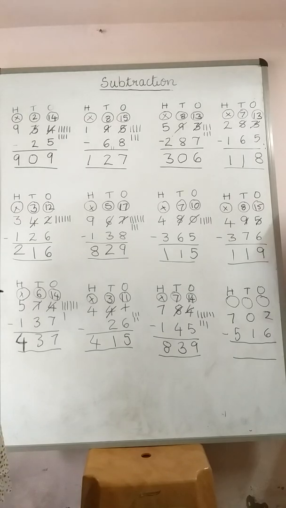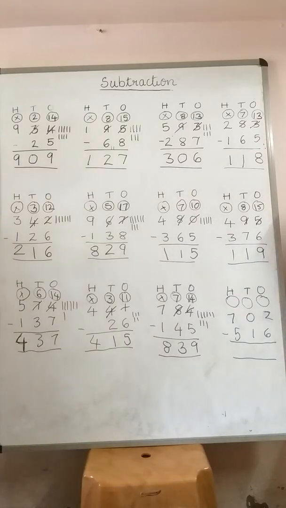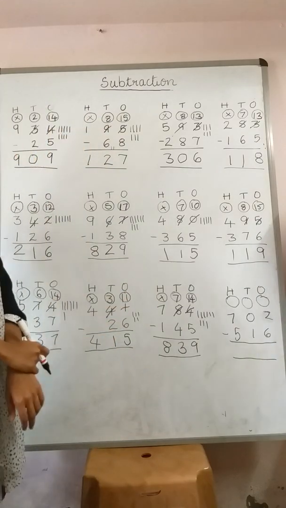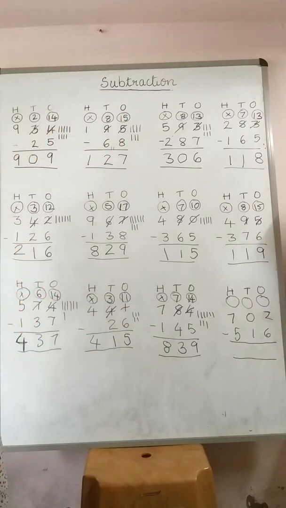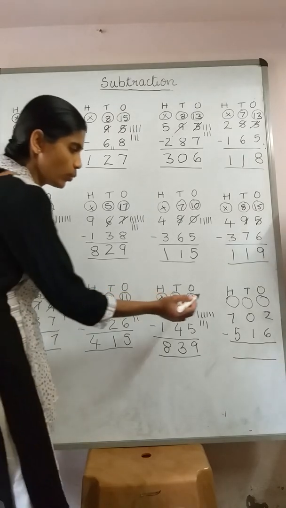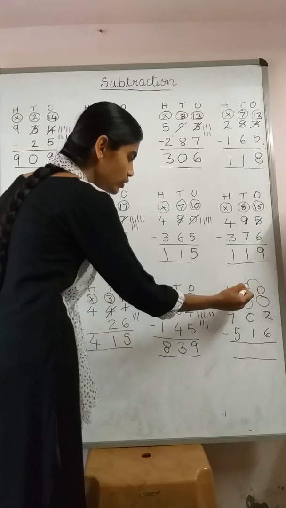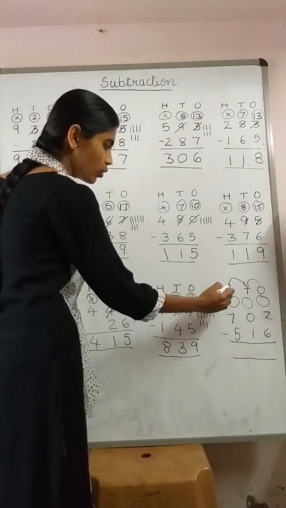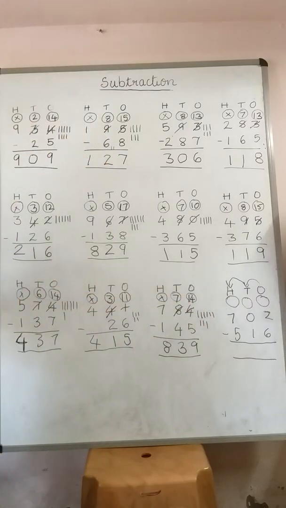But my question to you is: whether 0, the number which doesn't have any value, can 0 give 1/10 to 2? 0 doesn't have any number with it. Is it possible to borrow 1/10 from the tens place? Can you answer? No, it's not possible. So remember, when you cannot borrow from here, where should you go? You should go to the hundreds place.